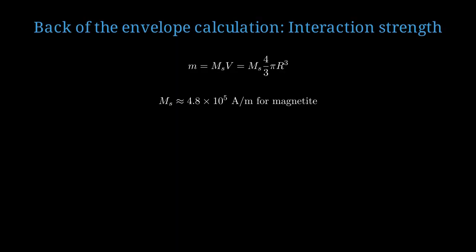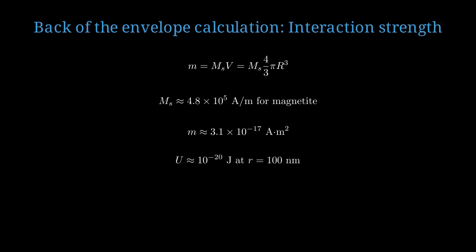Let's do a back-of-the-envelope calculation to understand the interaction strength. Consider two iron oxide nanoparticles, each 15 nanometers in diameter. The magnetic moment m equals saturation magnetization Ms times volume V, which equals Ms times 4/3 pi r cubed. For magnetite, saturation magnetization is approximately 4.8 times 10 to the 5 amperes per meter. Calculating the moment for a 50 nanometer particle, we get approximately 3.1 times 10 to the negative 17 ampere meter squared. At a separation of 100 nanometers, the interaction energy is approximately 10 to the negative 20 joules.